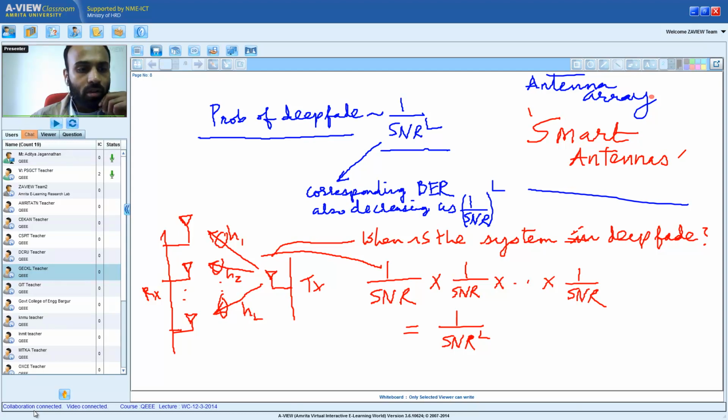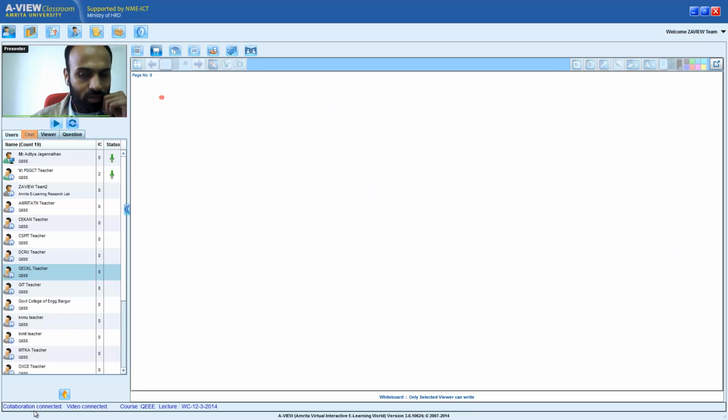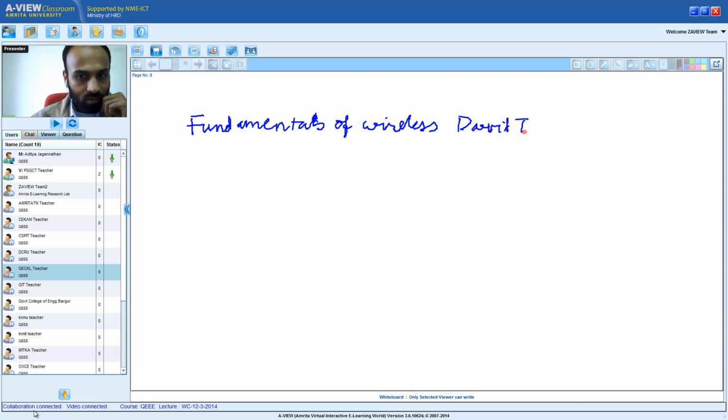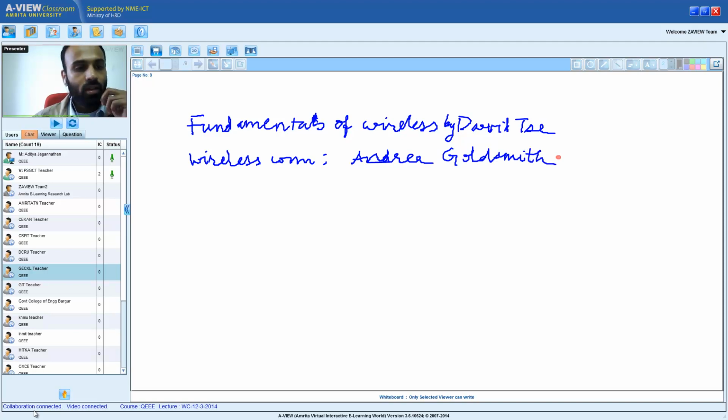Regarding the textbook, I have already suggested the textbook several times. That is also given on the course website, but let me once again suggest that the textbook is Fundamentals of Wireless Communication by David Tse and Wireless Communications by Andrea Goldsmith. These are the 2 textbooks.